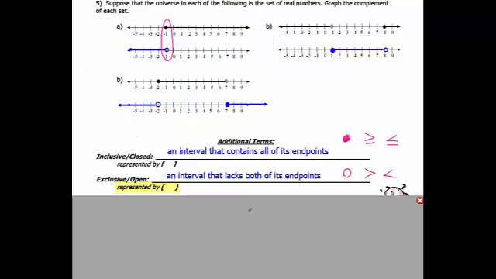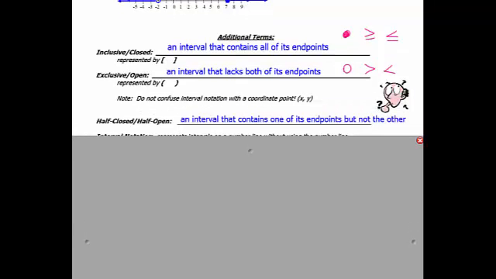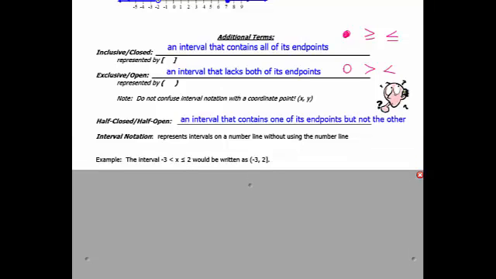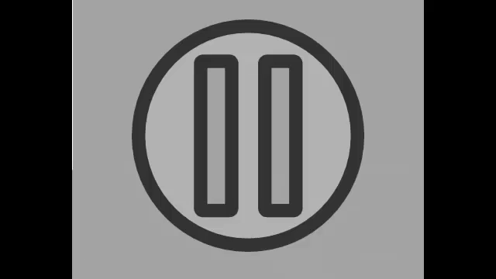There's a note here not to confuse interval notation with a coordinate point. So again, just like in English, math can be contextual. Pay attention to what you're doing. And then we can have a half open, half closed interval. That would be an interval that contains one of its endpoints, but not the other. The example, x is greater than negative 3 and less than or equal to 2, is a half open, half closed interval. It would be written with the open bracket on the negative 3 and the closed bracket on the 2. So why don't you pause here, take a look at the next several questions on the page, 1 through 4, and come back and check your answers.